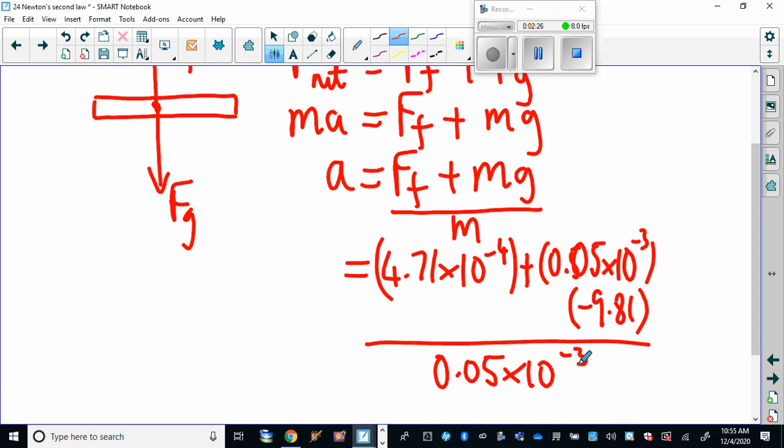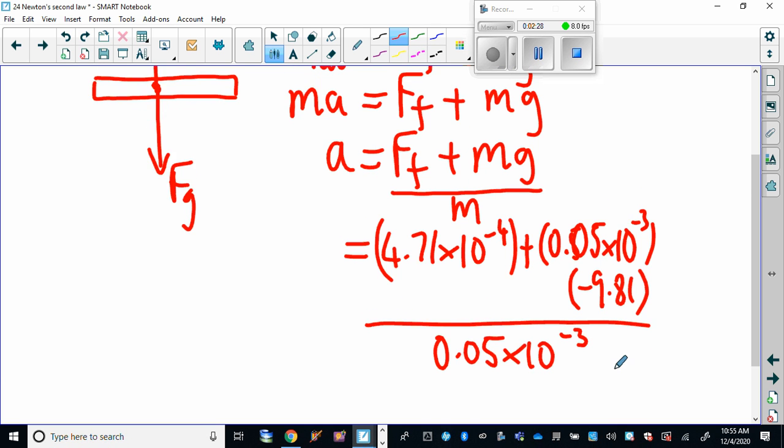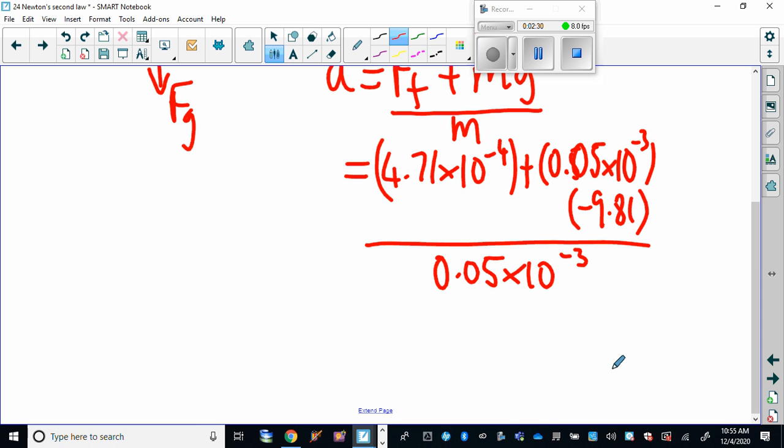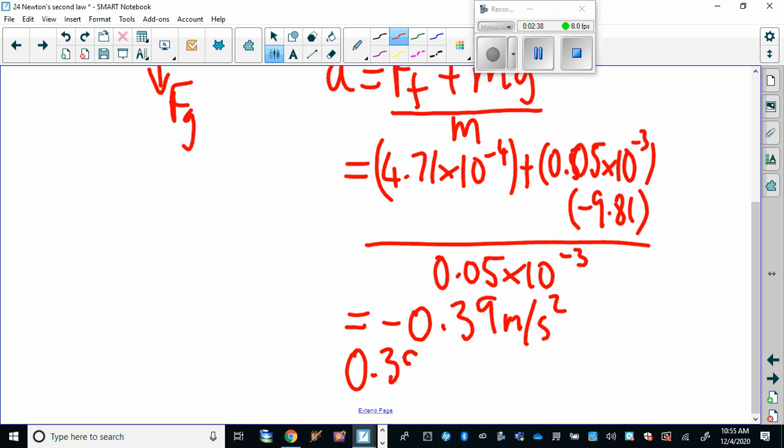All right, just stick all that into your calculator. And you are going to get an answer of negative 0.39 meters per second squared, which we're just going to say as 0.39 meters per second squared down, because the negative doesn't tell us enough about the answer.